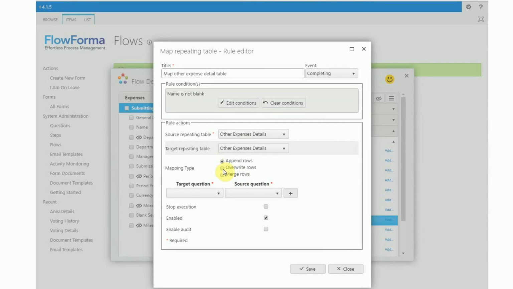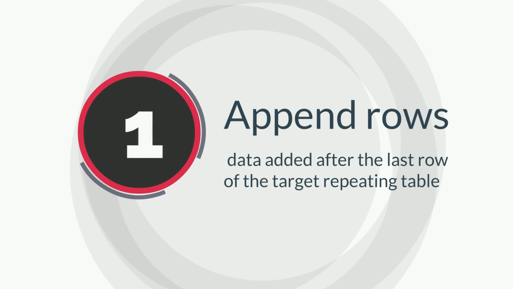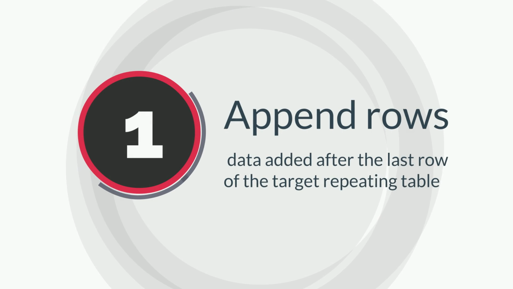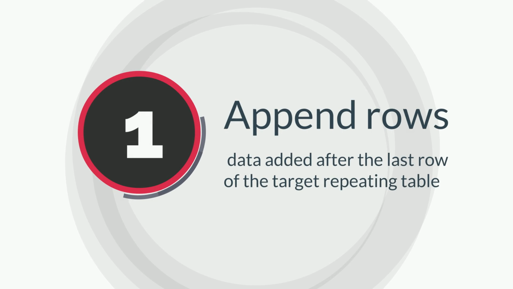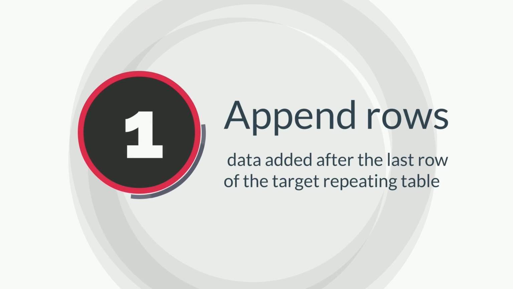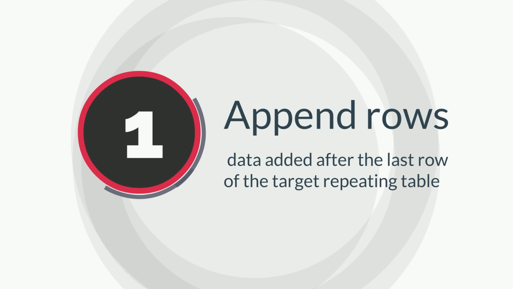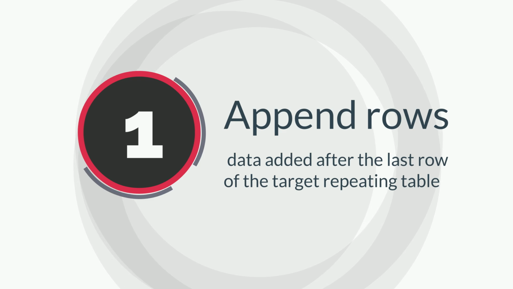In this rule, you have different options on how data between the tables can be mapped. You can either append, overwrite, or merge rows in the destination repeating table. In this example, we will use the overwrite option. Append rows means that the data from the source repeating table will be copied and placed after the last row of the target repeating table.